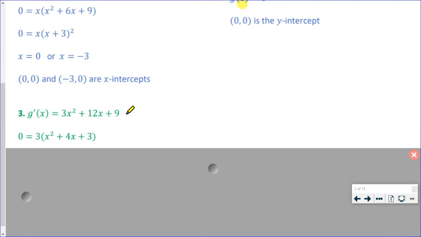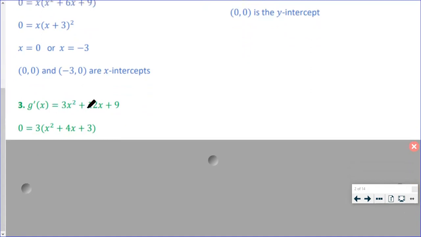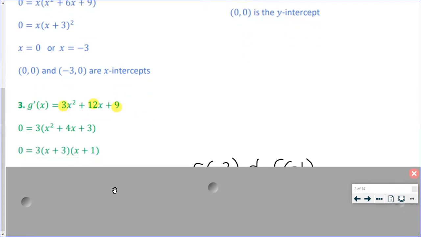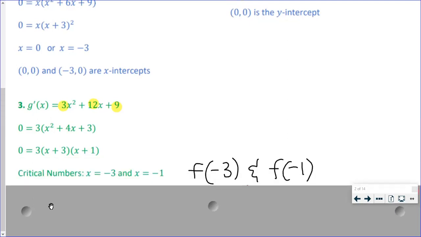the derivative. Now 3, 12, and 9 all have the greatest common factor of 3 in common. So I can factor out the 3, and that leaves me with a quadratic equation that is very easy to factor. So now, because I am solving for critical numbers, not X-intercepts, I have the X values for my critical numbers. X is equal to -3 and X is equal to -1.